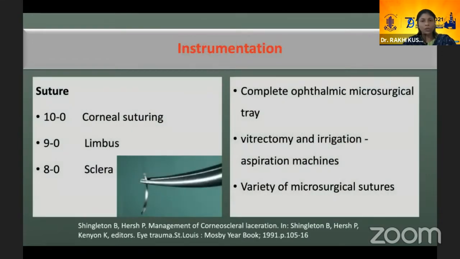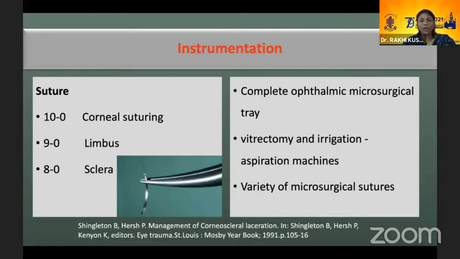So with these goals, we should have basic instrumentation with us, like Tenoten monofilament nylon suture. And I would like to stress upon here how to hold a needle. The needle should be held at the junction of two-thirds and one-third for a very smooth passage of the needle through the corneal stroma at a proper depth and distance.